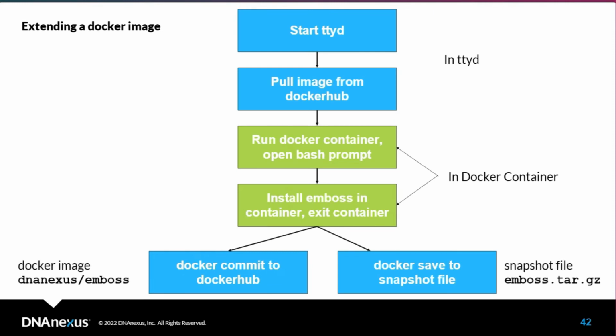So for the Docker image, we will be using EMBOSS, and similarly, we can save it to a snapshot file, which is called emboss.tar.gz.